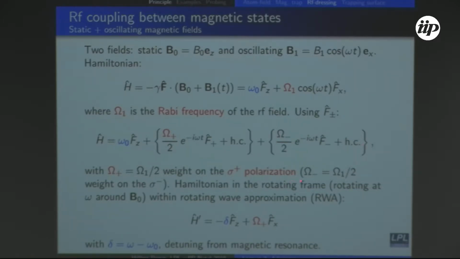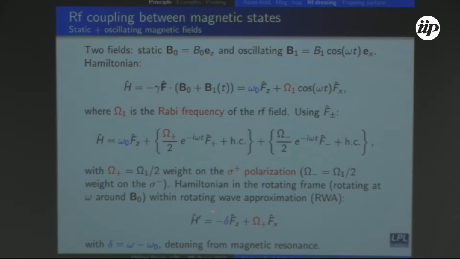So you have to be in a situation where the coupling is much less than the carrier itself. If this is the case, and if the frequency omega is close to omega 0, then we can just ignore this term. And we are left with just this one, for which after a change to the rotating frame, we can write the Hamiltonian in this form: minus delta, where delta is the detuning to the resonant frequency, plus omega plus Fx.